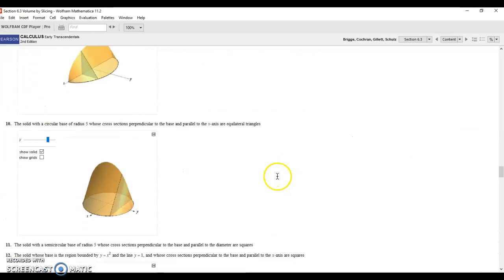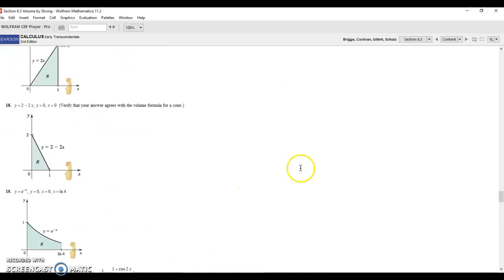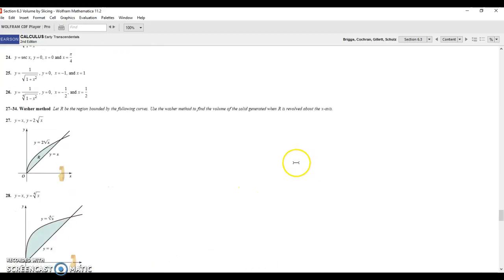So, the problem I chose to do for that one was number 27. So let's take a look at number 27. We're supposed to do the washer method. Y equals x, y equals 2 root x. So here's our bigger function, I guess, the one that is our f of x. This is our g of x.